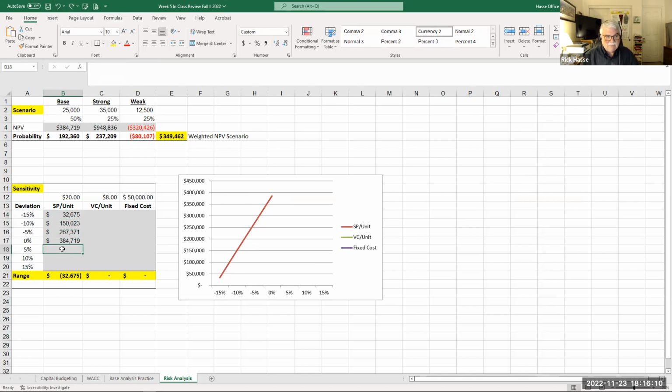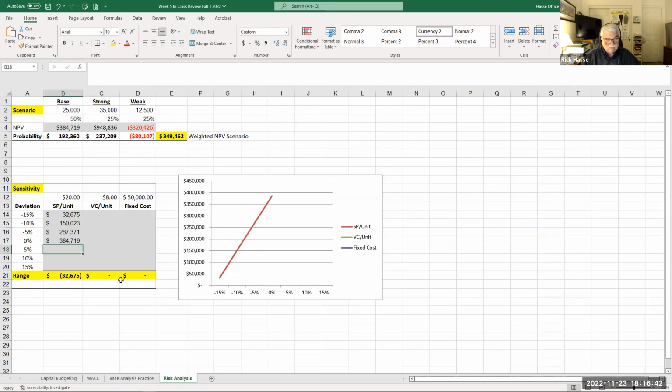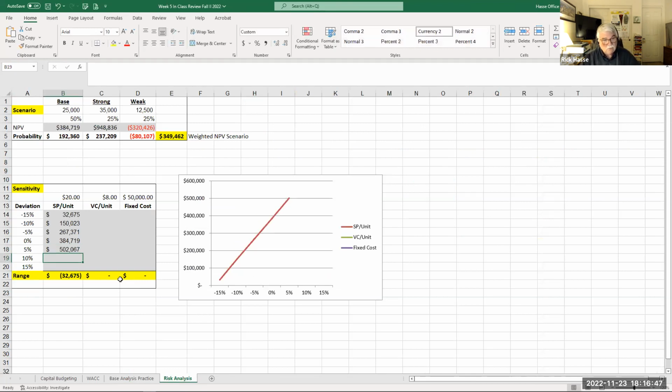Now let's go to the second half of this sensitivity analysis for selling price per unit and put in a 5% increase in the $20. So now I put in $20 times 1.05. That's 5%. 100% plus 5% is 105%, 1.05. So we're raising our price to $21. Now we're going to start making some more money because we're selling 25,000 units at 21 bucks, 502,067. NPV is the value you use to determine this.